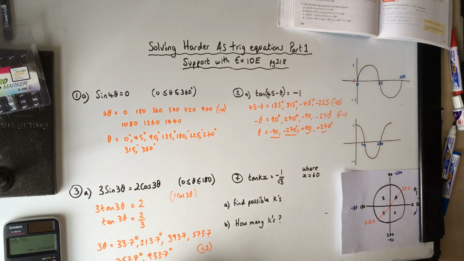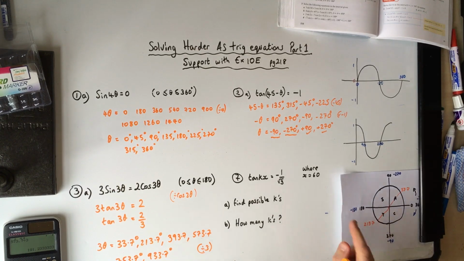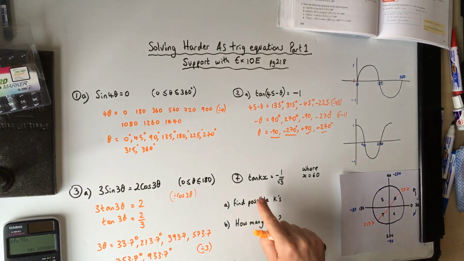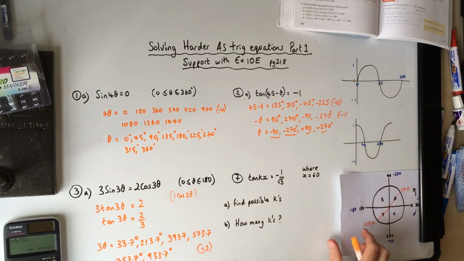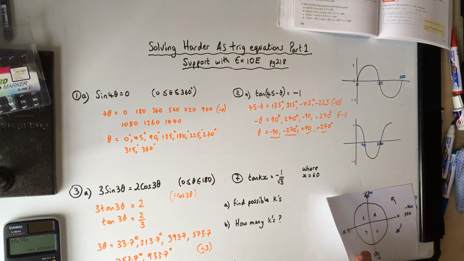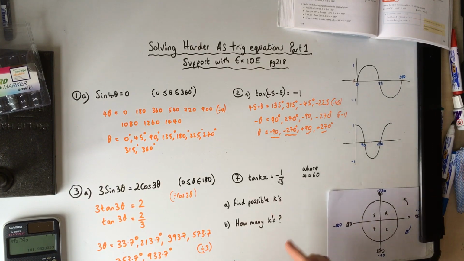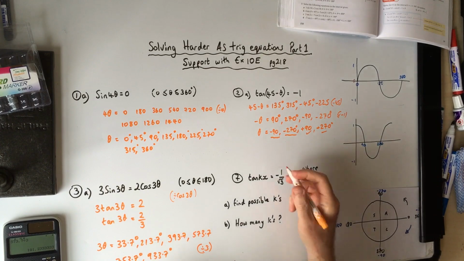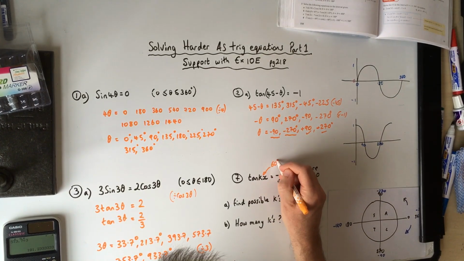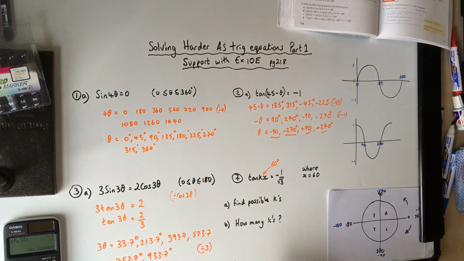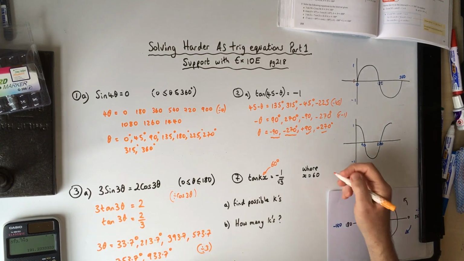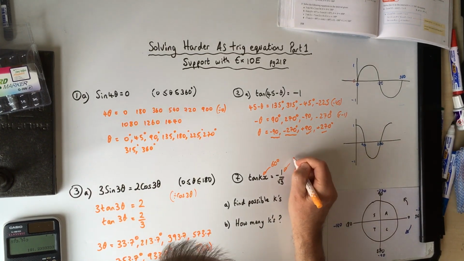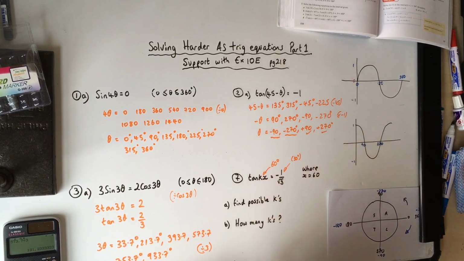And then the last one, it's not quite worded this way because I've shortened it. It says that tan of kx is equal to minus 1 over root 3, where x is 60. So this is telling you x is 60 degrees. 1 over root 3 is actually one of those exact values. Okay, it is the exact value for 30 degrees.